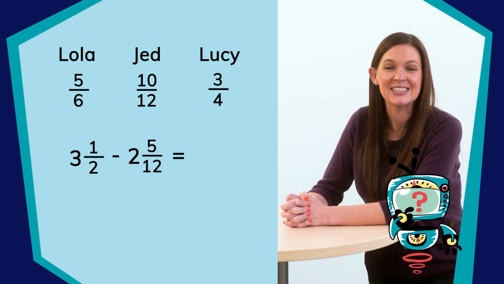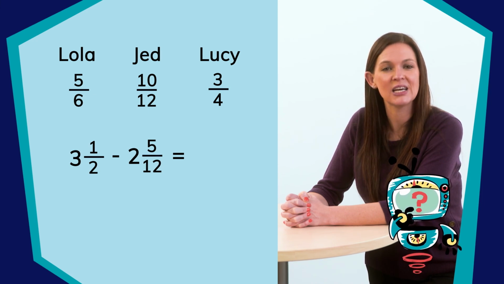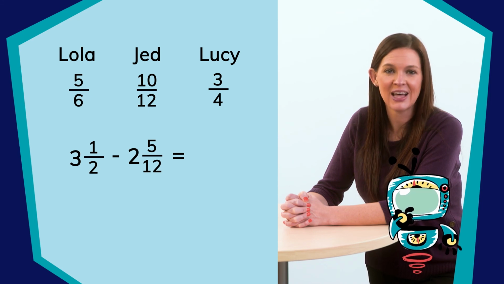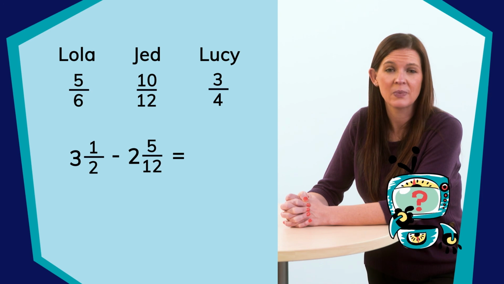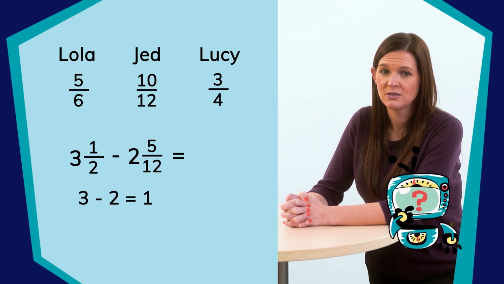You are correct, it is. Since half of 12 is 6, 6/12 would be equivalent to half. And we have less than that, so we can subtract the whole numbers and the fractions separately. 3 minus 2 is 1.